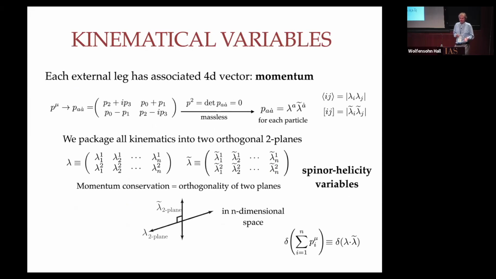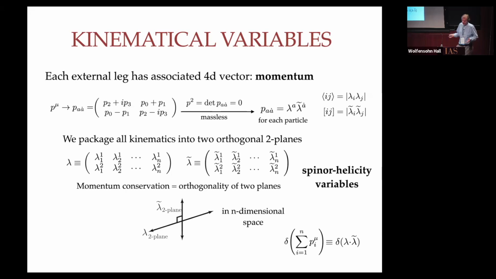Now, for these kinematical variables, the spinor helicity variables, they are a convenient way to parameterize massless particles in 4 dimensions. So normally in physics, we associate 4-momenta in 4 dimensions, but we can repackage the components in a 2x2 matrix, using the fact that the determinant of this 2x2 matrix is actually p squared. It's the square of the momentum. For massless, we get 0. And then we can write this matrix as a product of two vectors, spinors, lambda and lambda tilde.